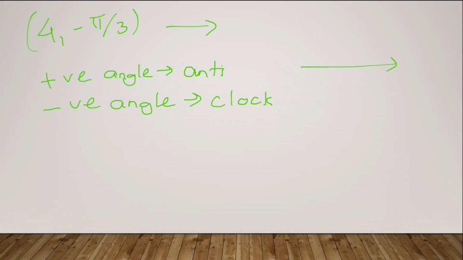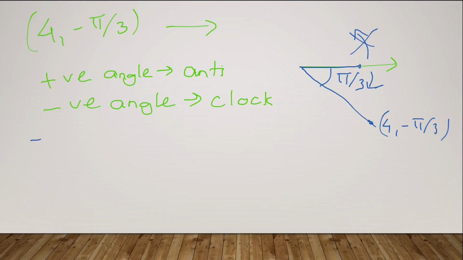Now, if I were to plot this point 4 comma negative pi over 3, I'd have my axis. I'd move 4 as I'm supposed to right here, and instead of going pi over 3 in this direction, I'll go pi over 3 in the clockwise direction to end up somewhere here. You still denote it as pi over 3, but it tells you which direction you go, and this point would be 4 comma negative pi over 3.